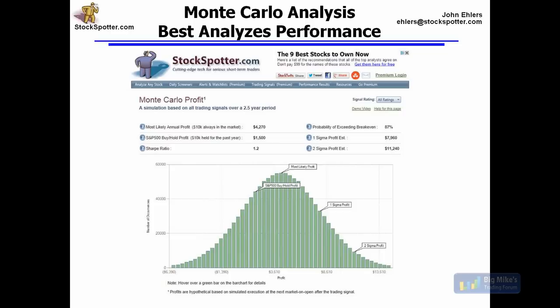Let's see. BP's asking, is there a website where you can find your papers that you've published? Yes. If you go to stockspotter.com, in the menu bar at the top on the right-hand side, there is a selection called Resources. I have videos there and white papers and PowerPoint presentations, all of which are available in StockSpotter.